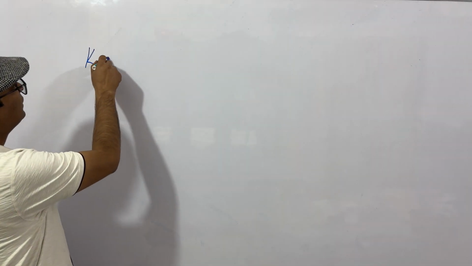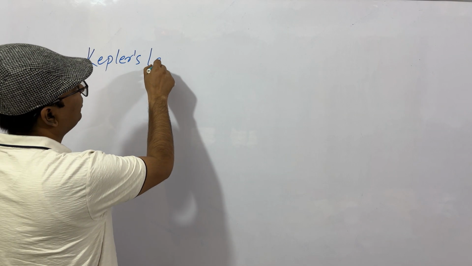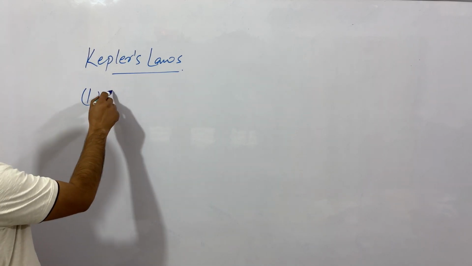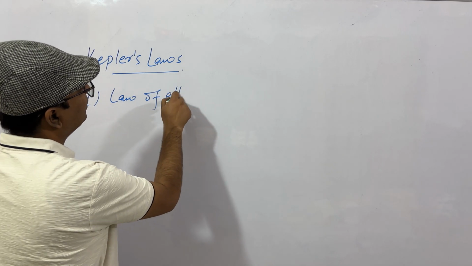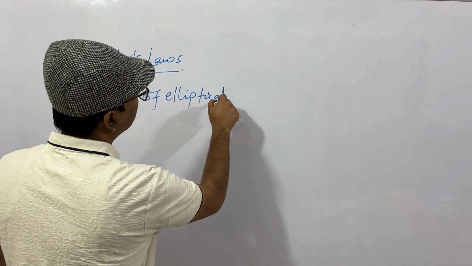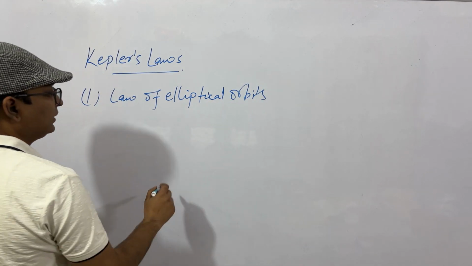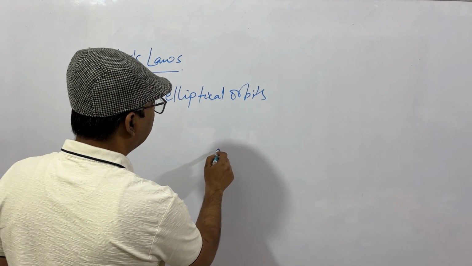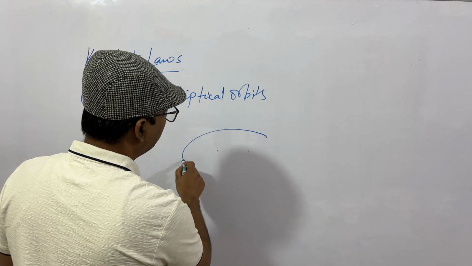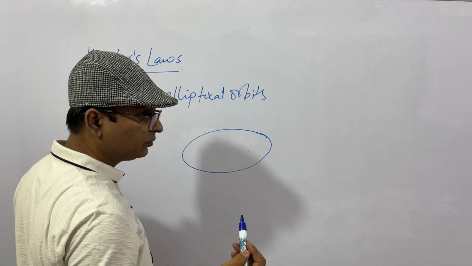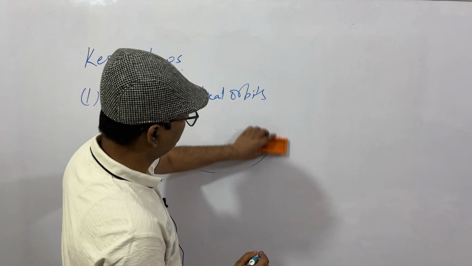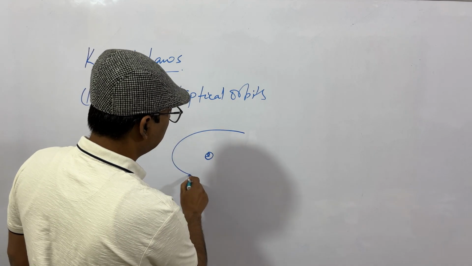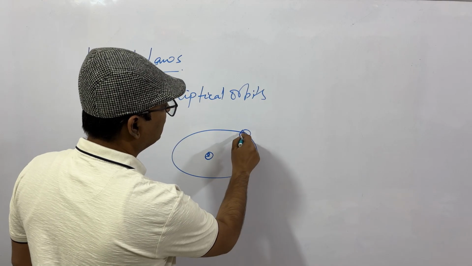Let's discuss Kepler's laws of gravitation. There are 3 laws. The first law is called the law of elliptical orbits. It is related to our solar system. It says that the planets revolve around the sun in elliptical orbits. Any planet, if we are talking of Earth, let's say this is the sun, then Earth rotates in an elliptical orbit around the sun.